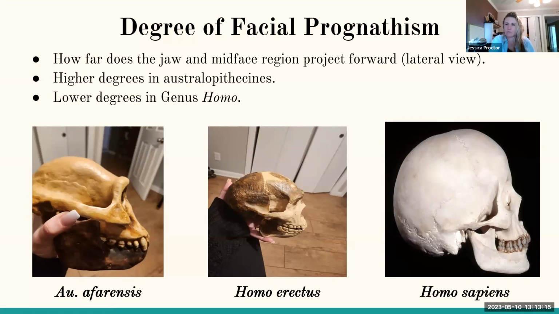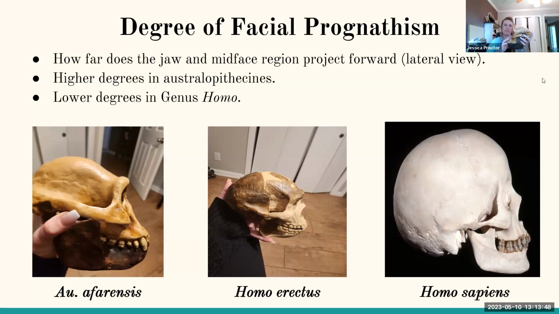All right, so the first feature we're going to talk about is the degree of facial prognathism. Sorry, guys, I always try to figure out where to put the bar so you can still see the screen. All right, let's put it right here. Degree of facial prognathism. For this feature, we're going to turn the skull so we can see it from a lateral view, or a view from the side. So we're looking at the profile, essentially.